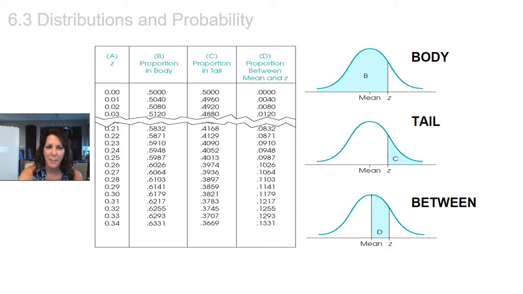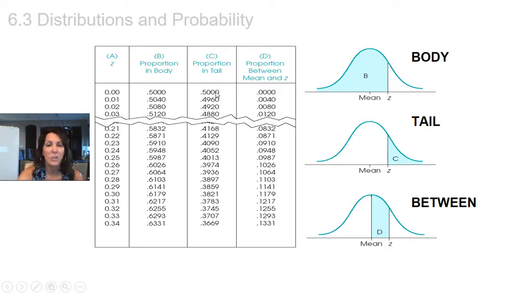So for example, if I had a z-score of 0.29, that means that 61% of the distribution would be between a z-score of 0.29 and the tail, the rest of the body. So when I think of the body, column B, I think of it as something that crosses the midline. It starts on one side of the mean and goes all the way to the end of the other. All right, that's column B.